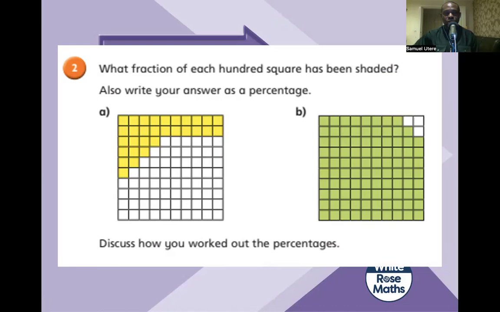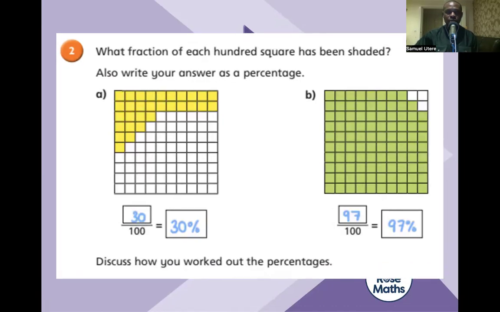Assuming you've paused the video and you've answered the questions, here are the answers. Here you were asked to write what fraction of each 100 square has been shaded. Also, you should write your answer as a percentage. Well, we can see here that 30 squares have been shaded, so that should be 30%. Here you can see that 97 has been shaded, so that should be 97%. Well, you can discuss this with your partner, how you worked out the percentages.